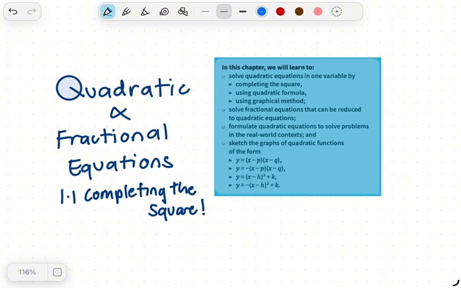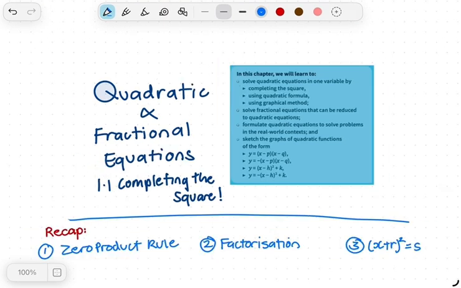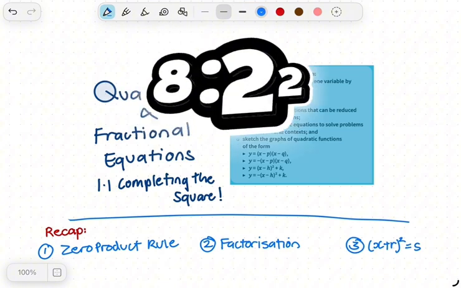So without further ado, let's begin the first topic of the Sec 3 emath syllabus, quadratic and fractional equations. In this video, we'll be talking about completing the square. So let's begin. I'll teach you how to solve quadratic equations in one variable by completing the square. So without further ado, let's begin with a recap. If you do not want a recap, you can head on to this timestamp over here.